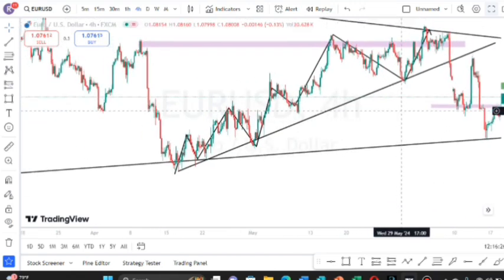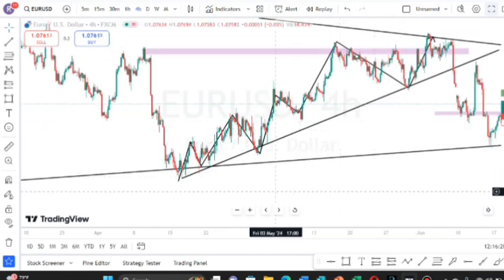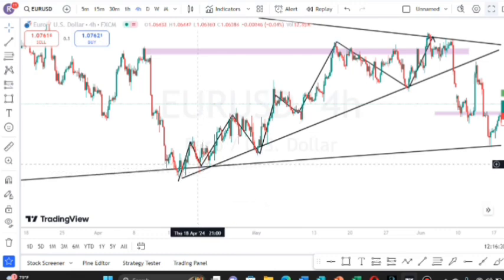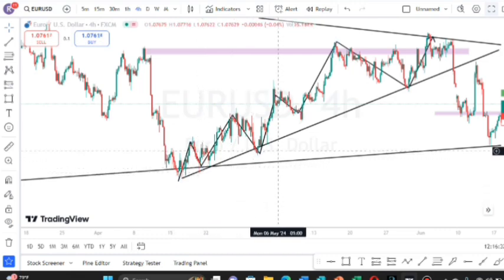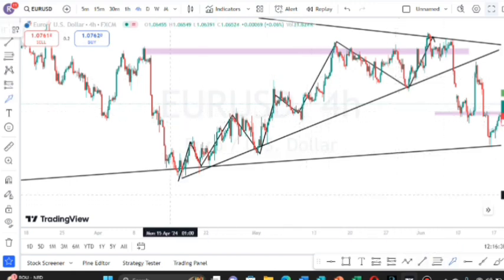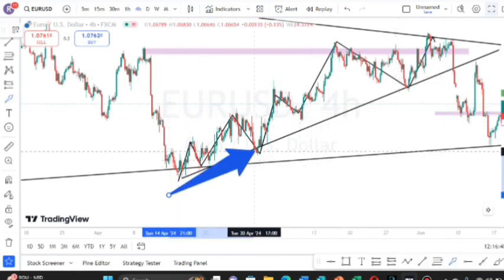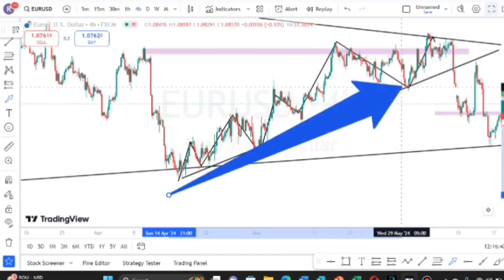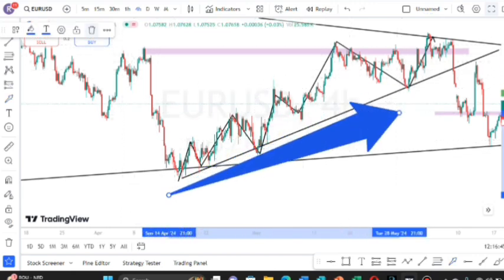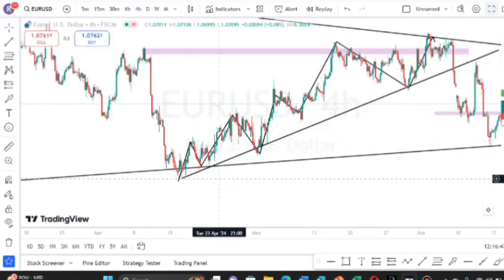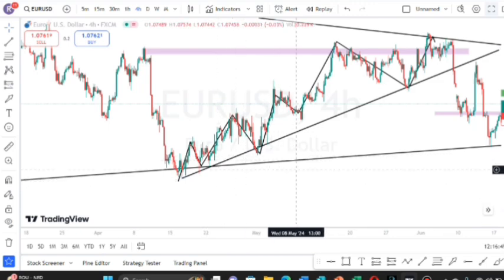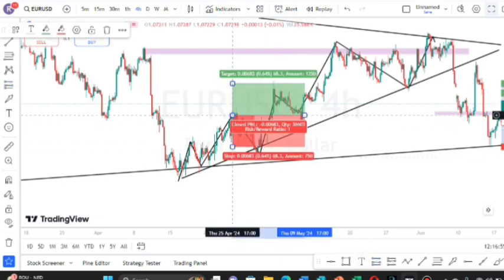So in this case, you could look forward to taking your position at these higher lows, these higher lows. This is where you should be taking your buy position: here, here, here, here, and here. Okay, so this is where you could be taking your buy position. In this case, you could not take your buy position at this point. You bring your buy position and take it from here.